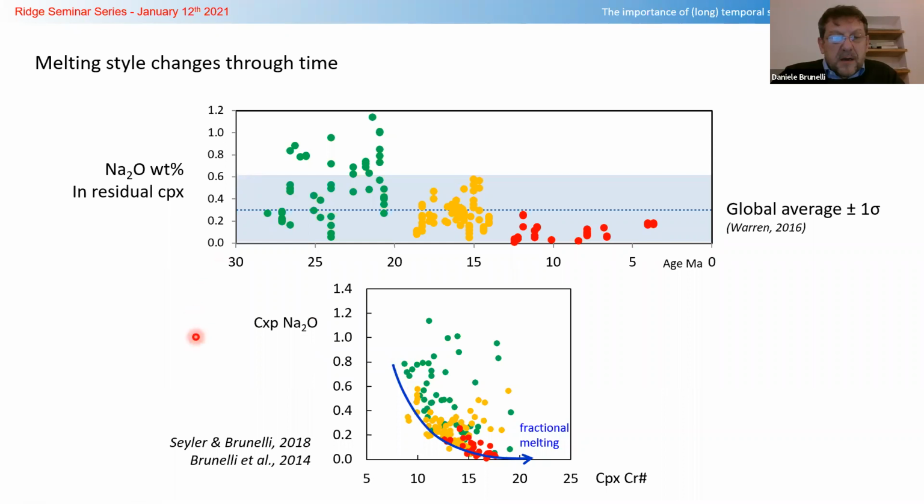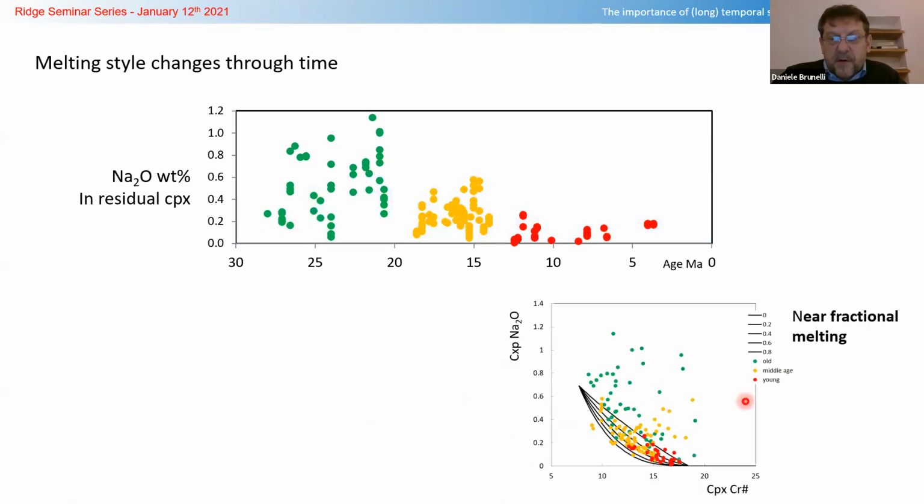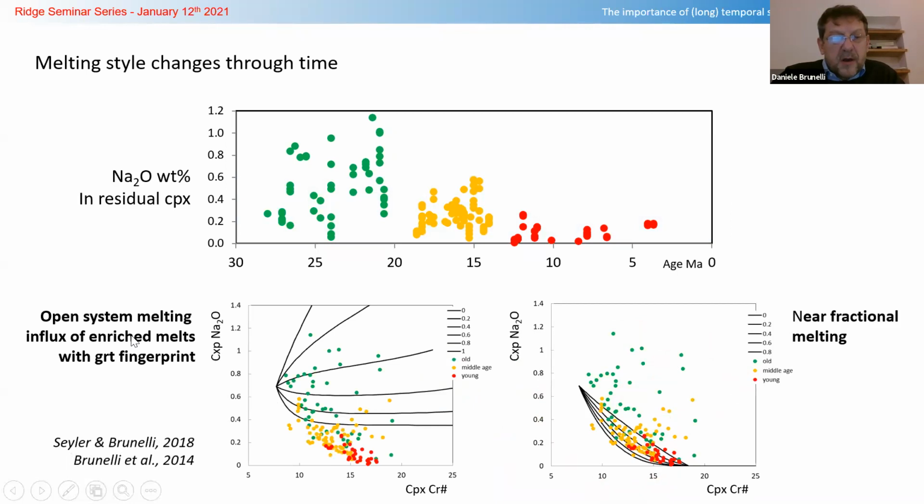Here, for instance, if we compare the sodium content with the chromium number of the clinopyroxene that is in equilibrium with the chromium number of the bulk rock, so it reflects very well the total degree of melting of the rock, we see that there is an enormous dispersion. This enormous dispersion cannot be modeled by fractional melting, but we can only reproduce this strong dispersion with an open system melting, and pumping inside the system during melting some enriched melts.